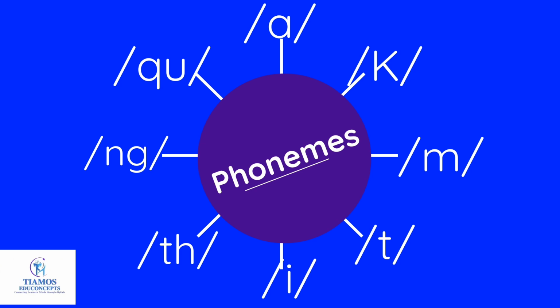As I said, A sounds A. K sounds K. M sounds M. T sounds T. I sounds E. TH either S or T. Then NG, QU, K. So as I called those letters with their sounds, we call them phonemes.